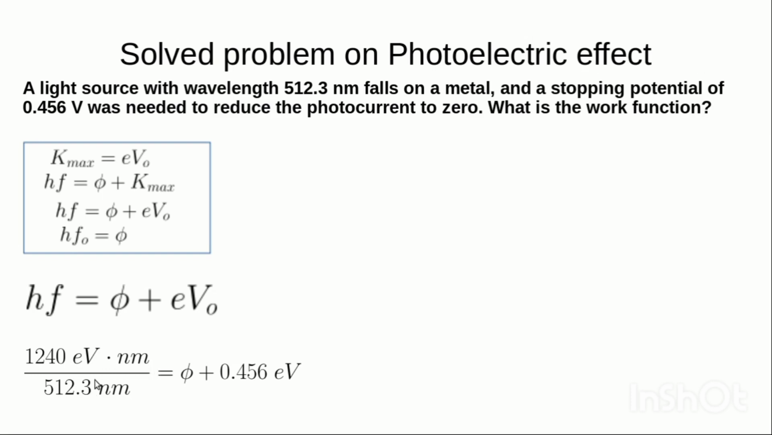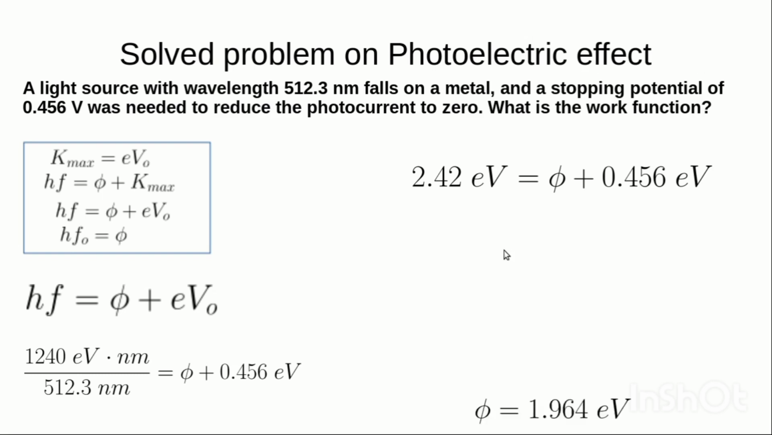At this point, nanometer will cancel nanometer, and our answer will now be in electron volts. So we have 2.42 electron volts equal to this plus this. If you make phi the subject of the formula, we have this minus this equal to phi, and that gives us phi equal to 1.964 electron volts.